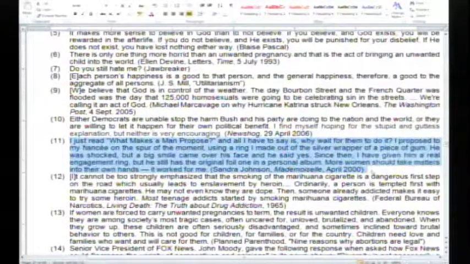And all I have to say is, why wait for them to do it? I proposed to my fiancé on the spur of the moment using a ring I made out of a silver wrapper of a piece of gum. He was shocked, but a big smile came over his face and he said yes. Since then, I have given him a real engagement ring, but he still has the original foil one in a personal album. More women should take matters into their own hands.